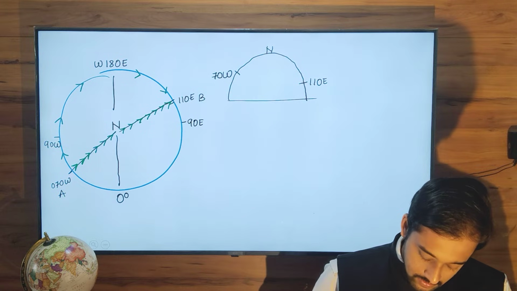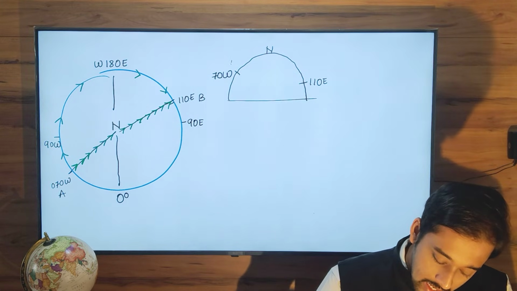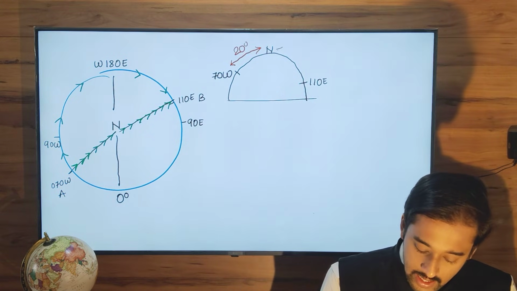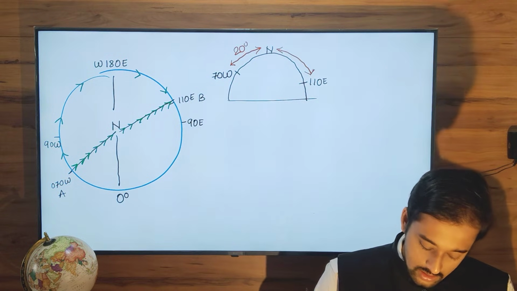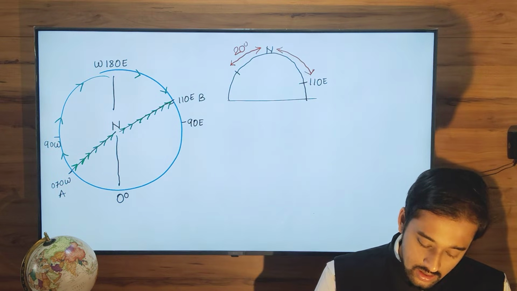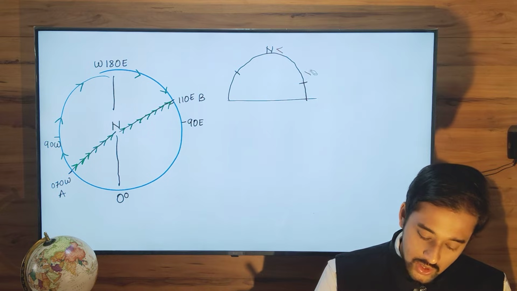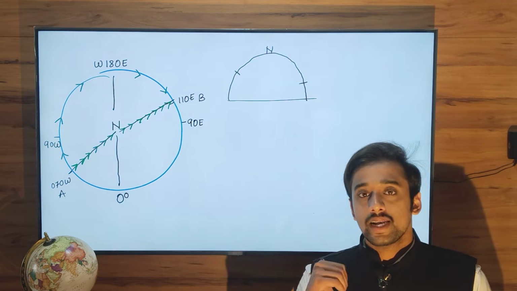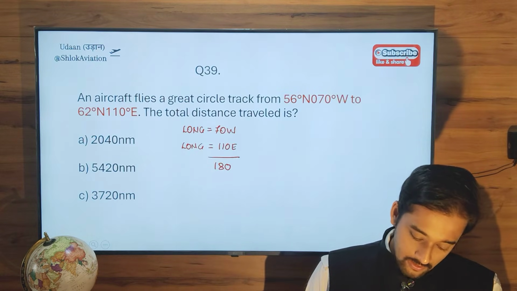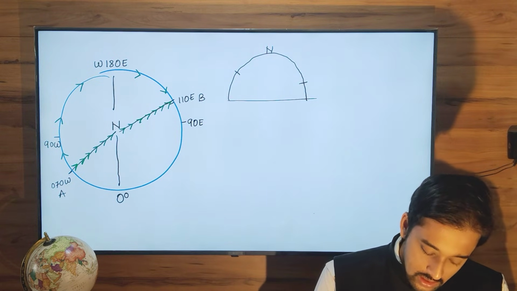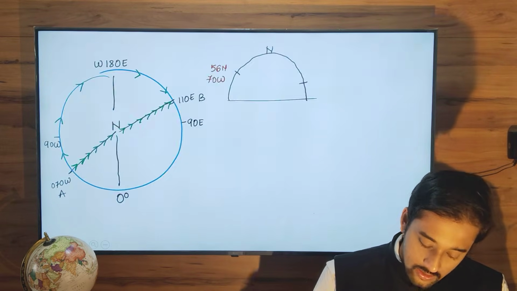Now total DLAT, what is the difference between 90 degree and 70 degree west? It is 20 degree. The DLAT between 90 degree and 110, correction, 56 north, my bad. So we are going to pass through the North Pole. So the great circle track happens between two different latitudes. So this is 56 north, 70 west, and another is 62 north, 110 east.